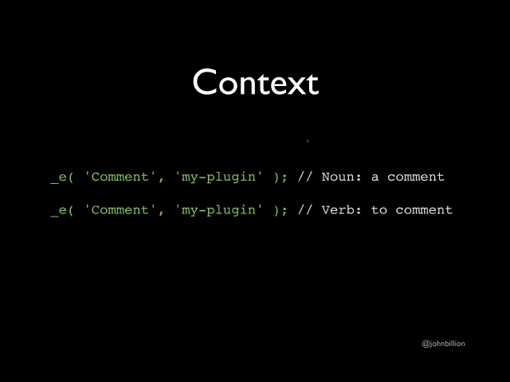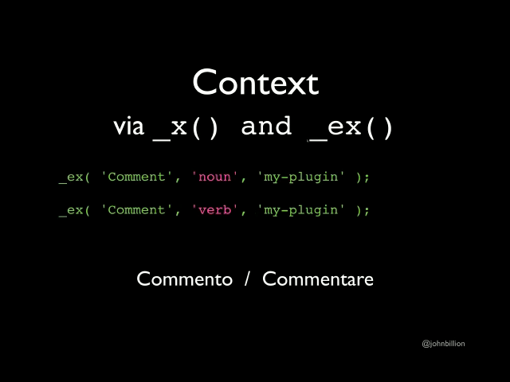Now the problem with this is that in another language such as German or Italian or many other languages, the noun for comment and the verb for comment are actually different. So for example, in Italian you have commento and commentare. The words need to be different. So the underscore x and underscore ex functions in WordPress are available for disambiguating these phrases. These two functions are the same as your underscore functions, except they include a second parameter here, which is available for you to specify the context.